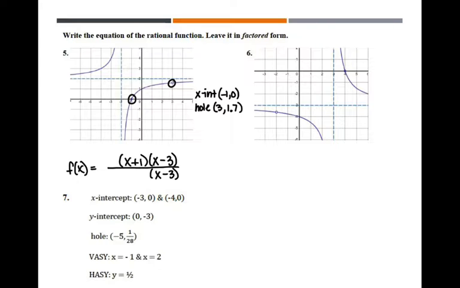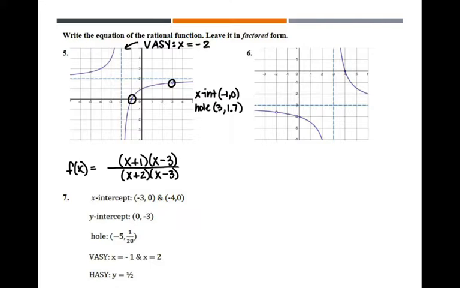The other piece of information that I notice is that I have a vertical asymptote. So my vertical asymptote is at x equals -2. Vertical asymptotes come from factors in your denominator. So since it was x equals -2, the factor is x plus 2.